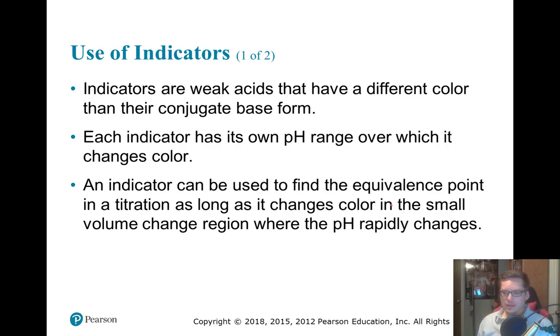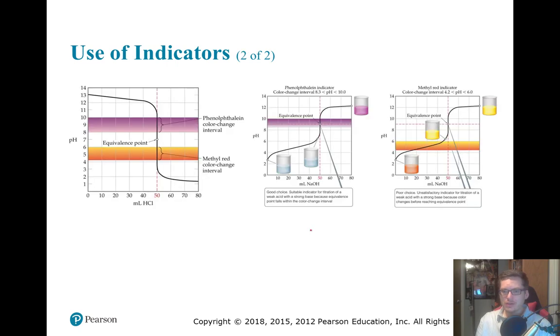We can use the indicator to find the equivalence point in a titration as long as its color change is in the same region where the pH rapidly changes. So if we know that we're titrating a weak base with a strong acid, we need to make sure we choose something like methyl red, because methyl red will change color below 7.